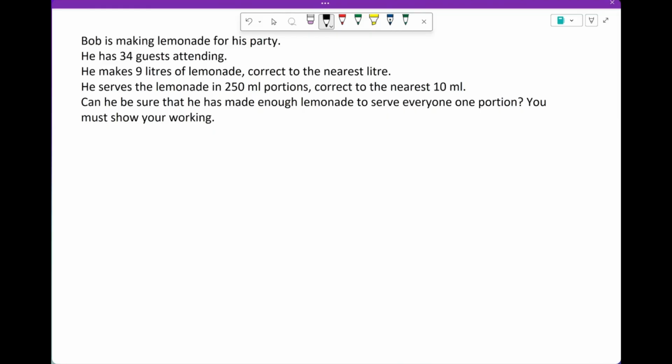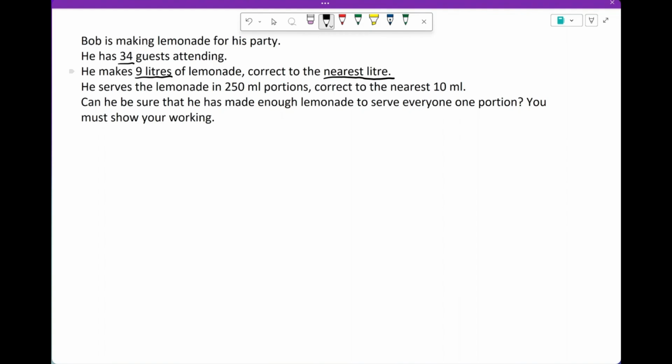So we're now going to look at a contextual question where maybe it's not so clear what we need to find in terms of whether we need upper bounds or lower bounds. So it says Bob is making lemonade for his party, and he has 34 guests attending. Then it says he makes 9 litres of lemonade, and that's correct to the nearest litre. So that's a hint this is a bounds question, because that 9 is after rounding to the nearest litre.